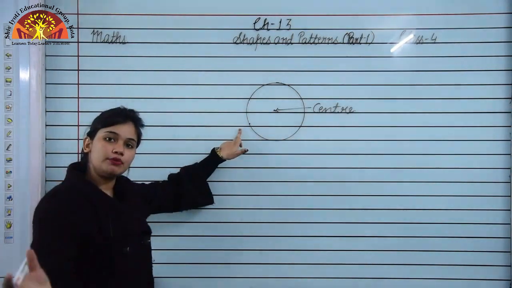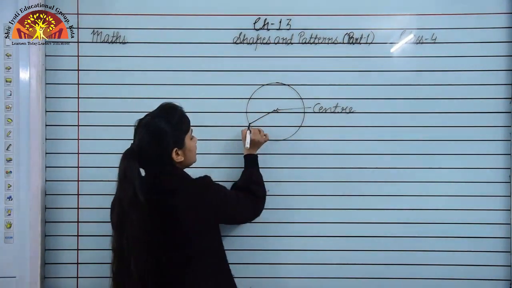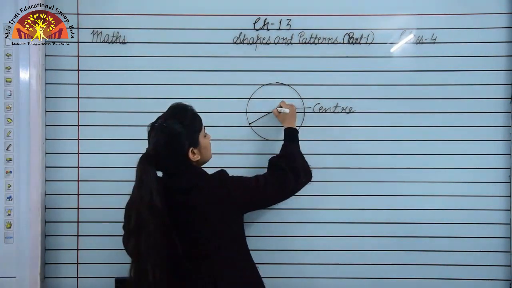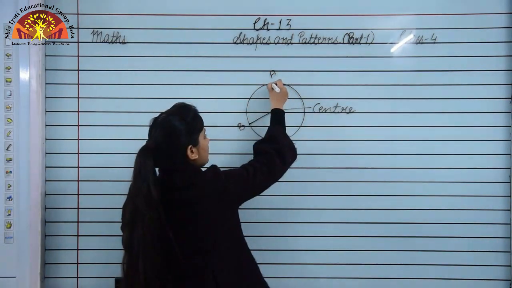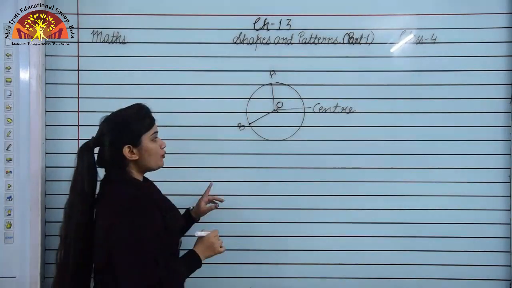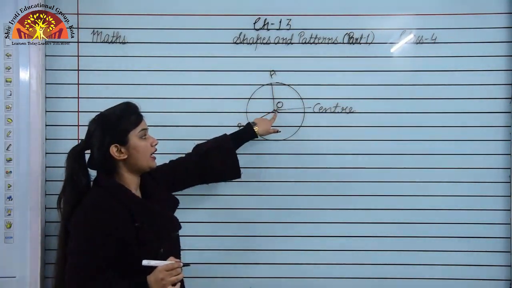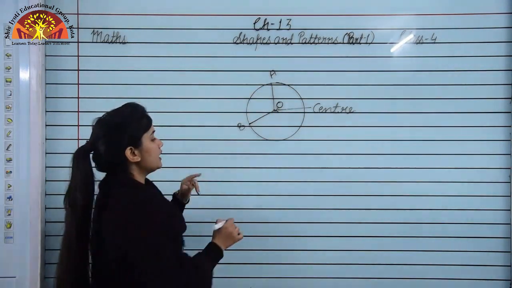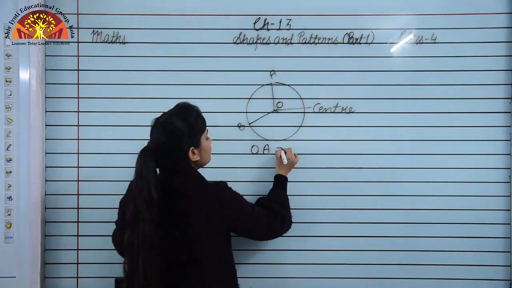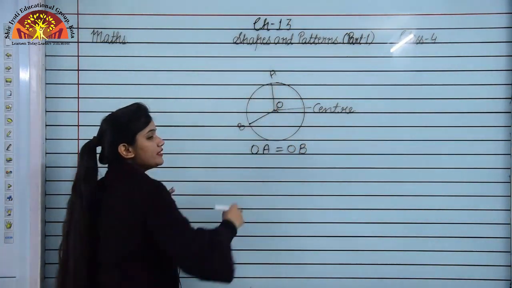You can take any point anywhere on the boundary. The distance between this point and this point, I am taking the next point on this circle, this center point O, and the distance between any point and the center point, that is OB and OA. These distances will always be equal. It means these two line segments will always be equal.